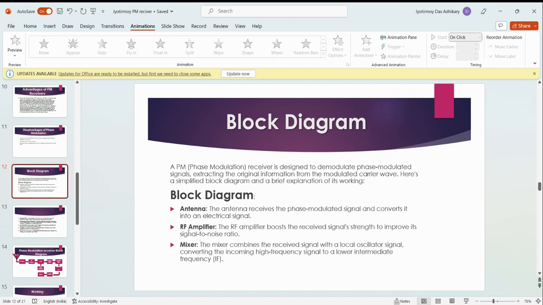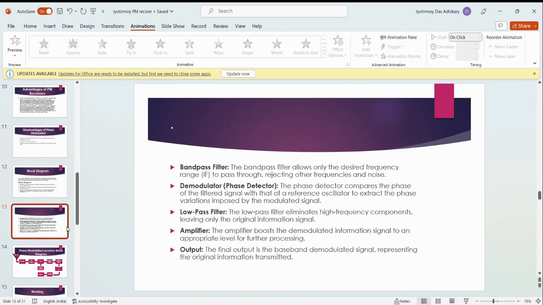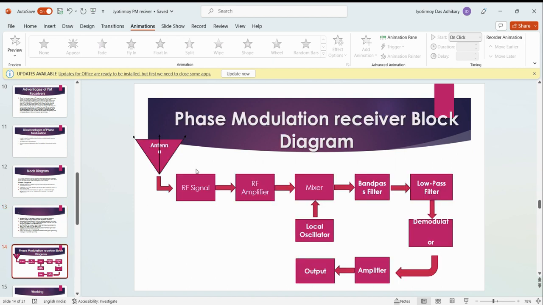First antenna, RF amplifier, mixer, band pass filter, demodulator, low pass filter, amplifier, and output. Phase modulation receiver block diagram. First antenna. That is the phase modulation receiver block diagram.